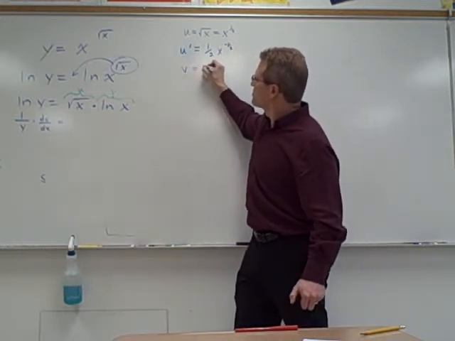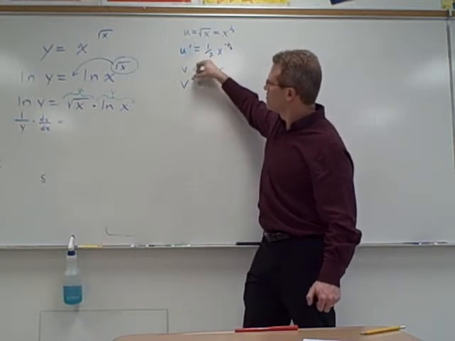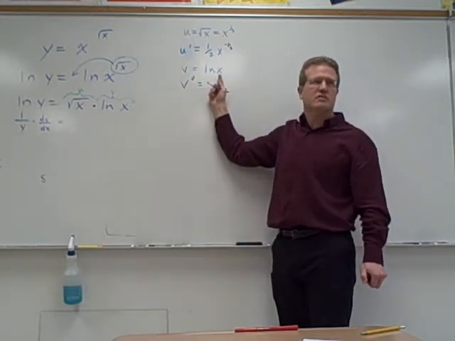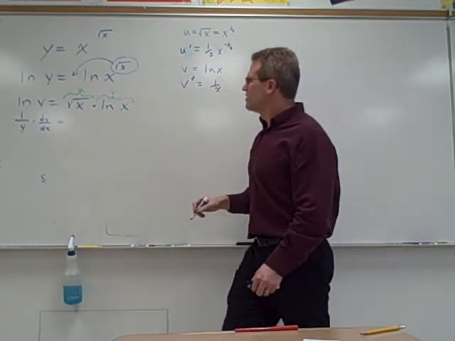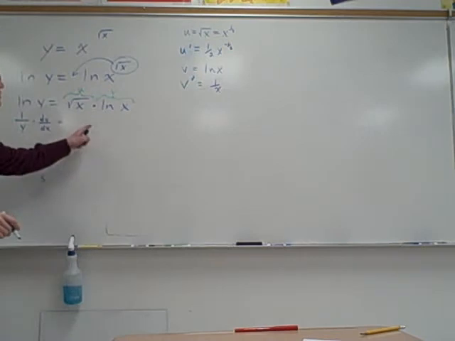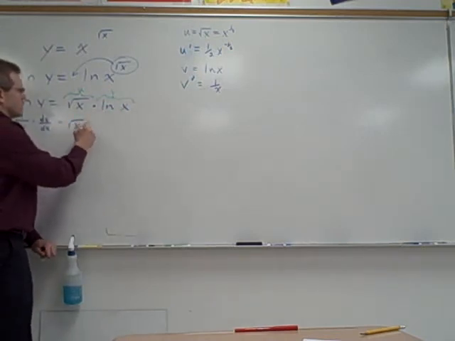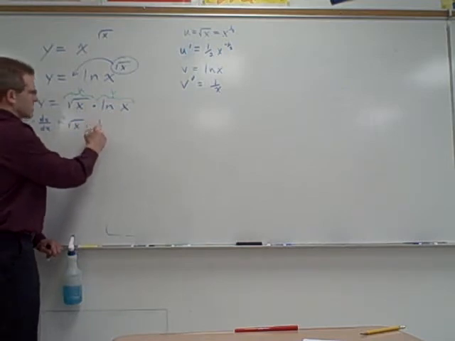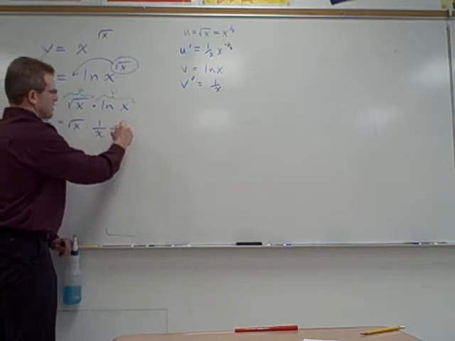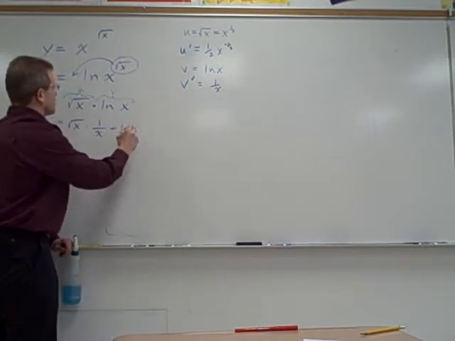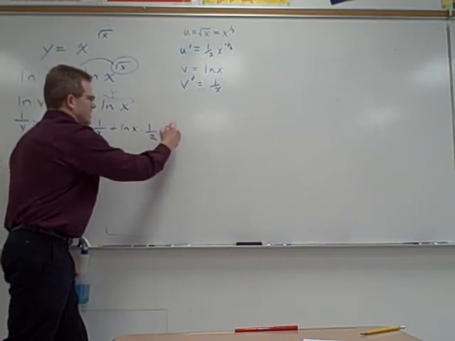If v is natural log of x, what's v prime? What's the derivative of natural log of x? 1 over x times the derivative of x, which would just be 1. Okay, so now I can do u times v prime plus v times u prime. So u is the square root of x times v prime, which is 1 over x, plus v, which is natural log of x, times u prime, which is 1/2 x to the negative half.